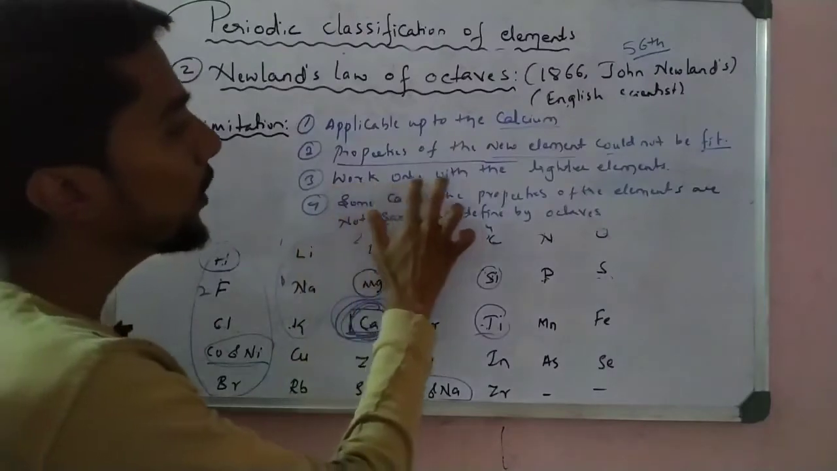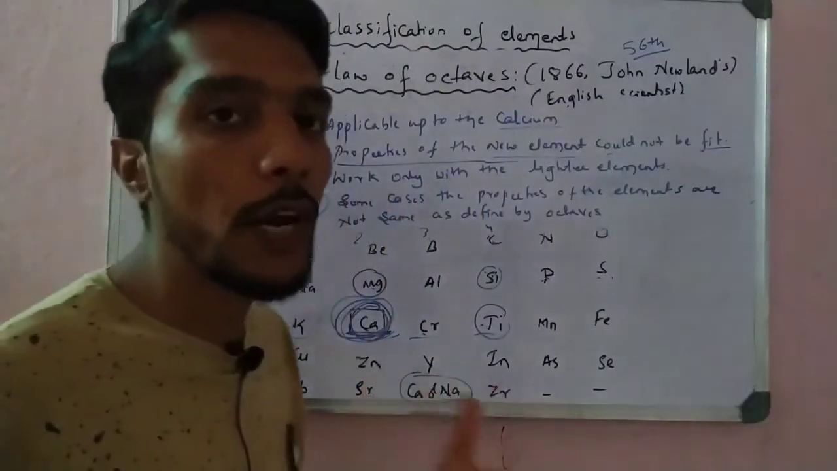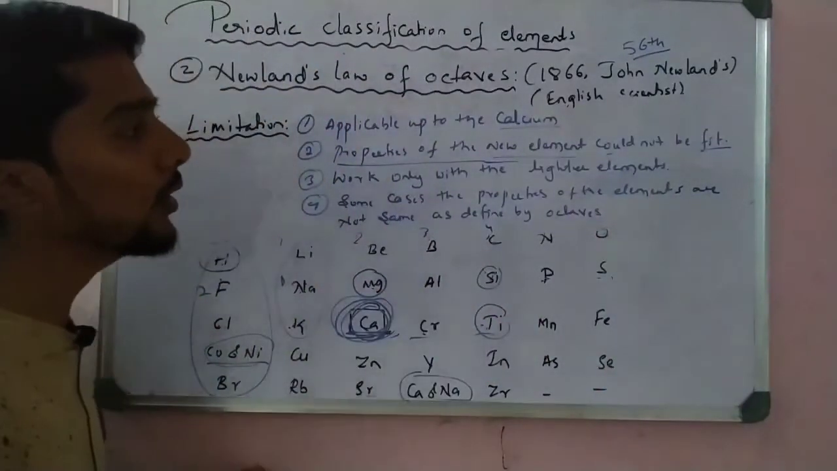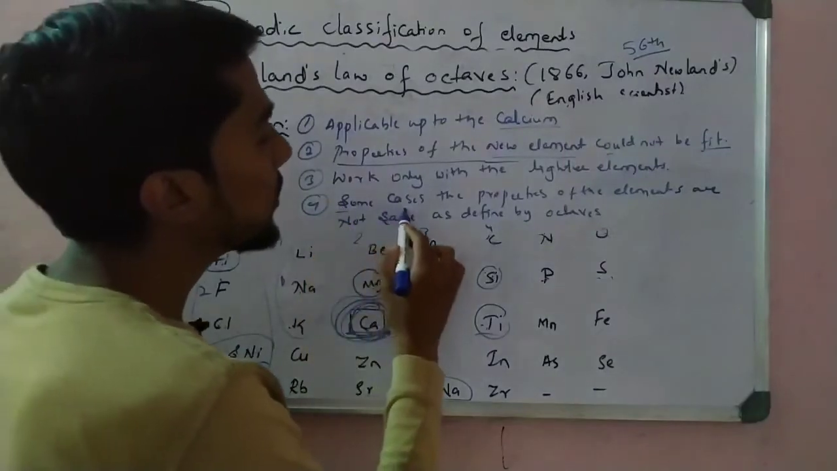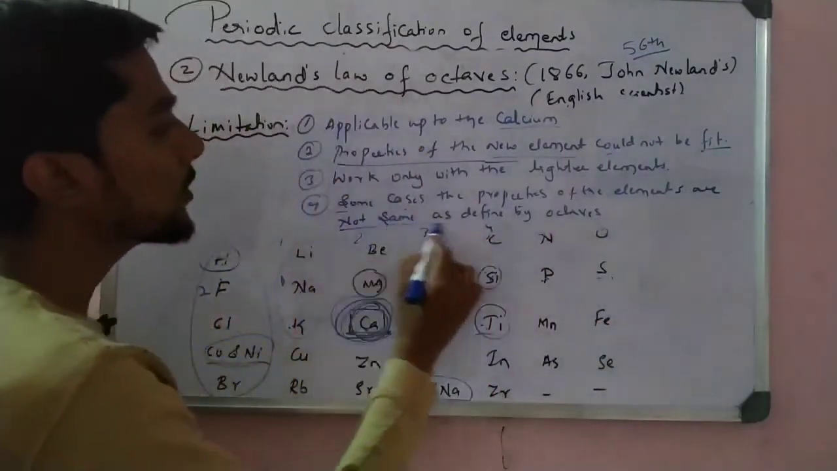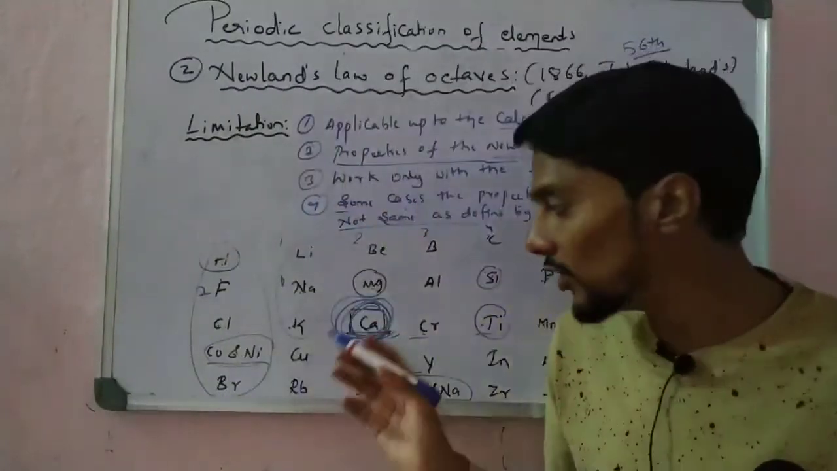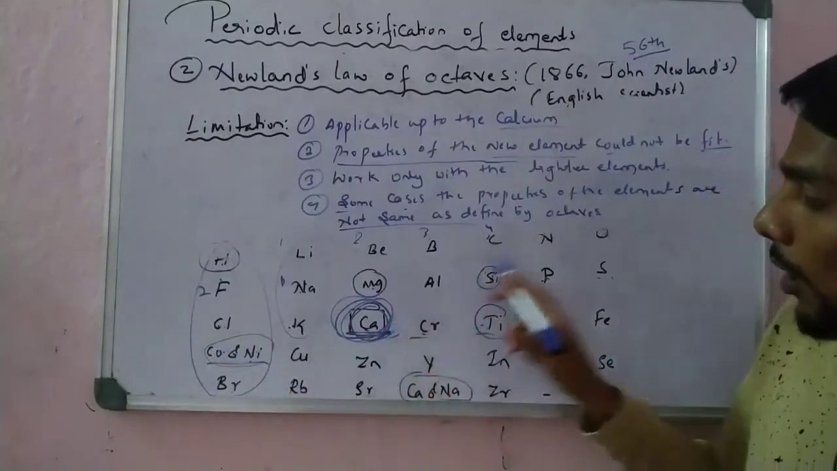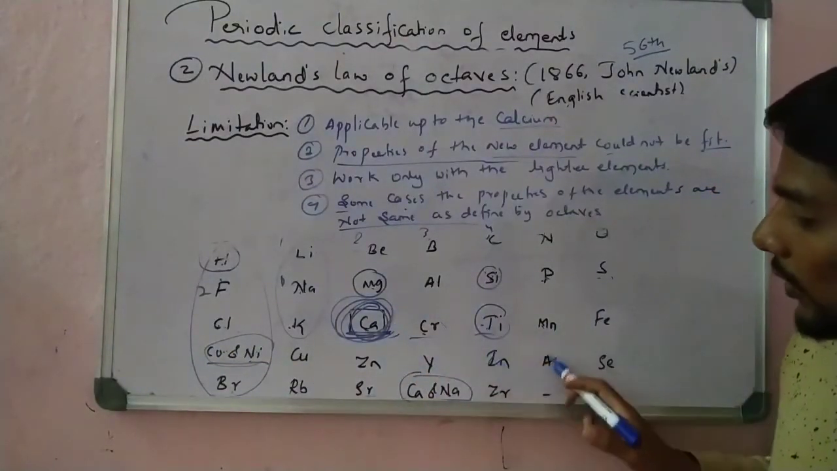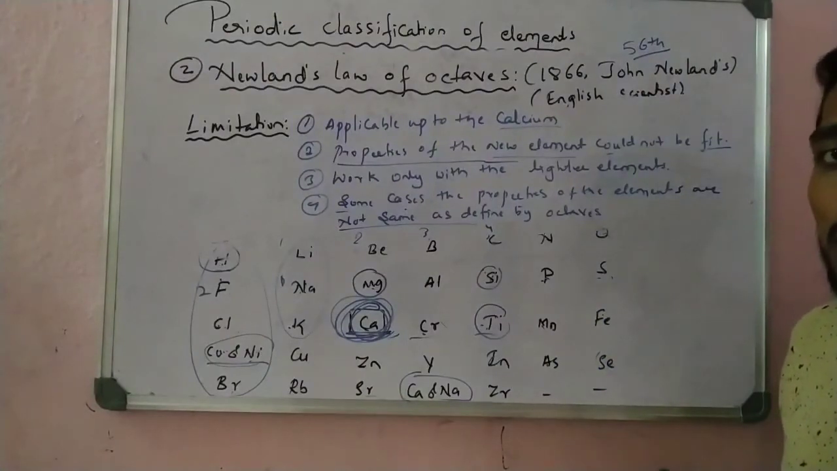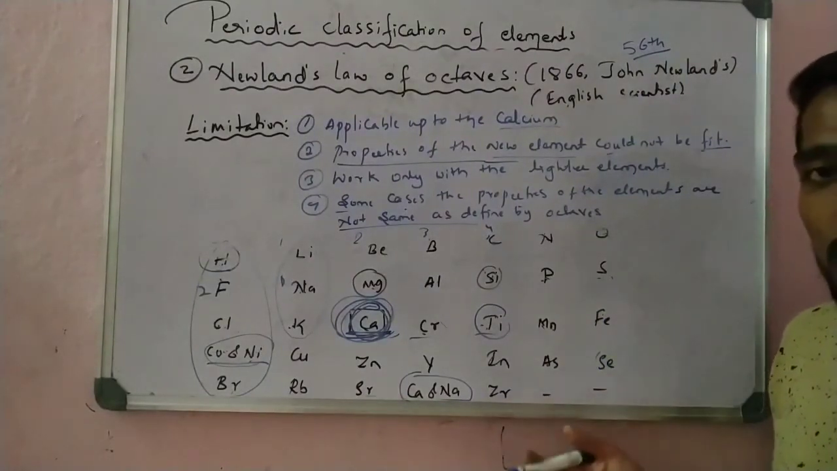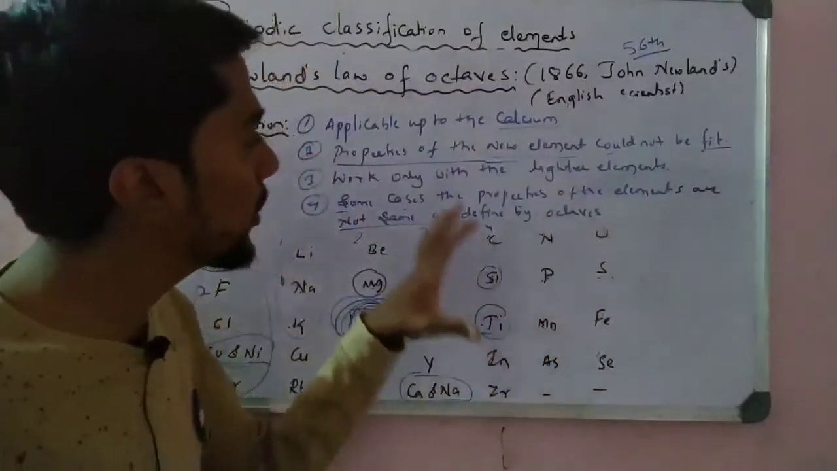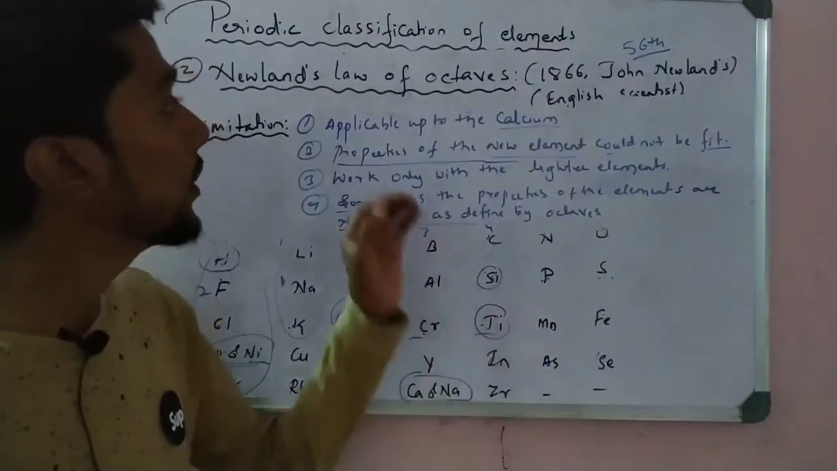The next limitation is that it works only with lighter elements, meaning elements having low atomic masses. Up to that the law holds good, but for heavier elements the octave is not successful. And next, in some cases the properties of the elements are not the same as defined by the octave. After calcium, if we take cobalt and nickel, they do not follow any similar chemical properties, they are different from each other, yet they were put into the same group. That is a big drawback of Newland. So these are the 4 limitations of Newland's law of octaves.